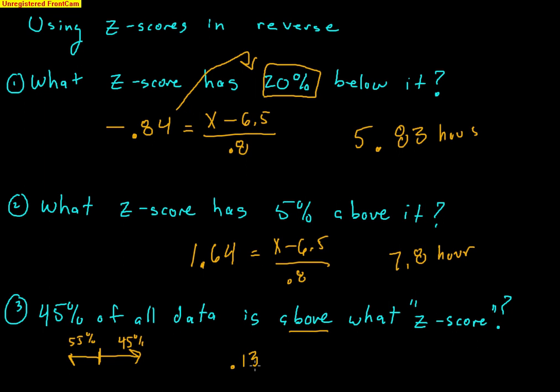This is pretty close to 0. Why is this pretty close to 0? Because guess what value has 50% above it and 50% below it? 0. A z-score of 0, the mean, has 50% above it, 50% below it. So that's a quick, or maybe not so quick, but a nice video on using the normal model.